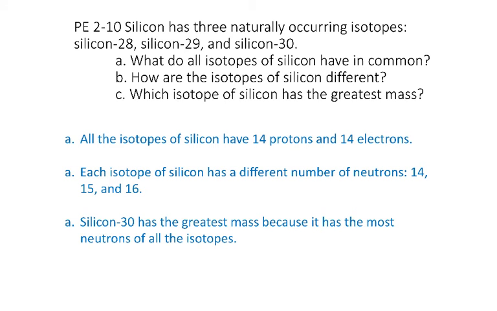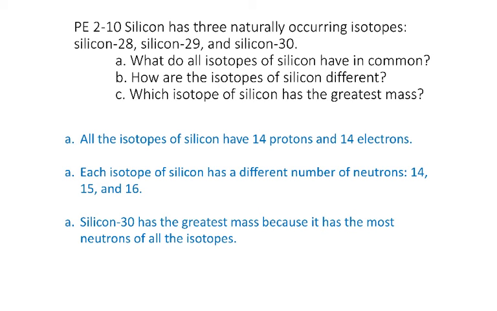Here is a question and the answers. Silicon has 3 naturally occurring isotopes: silicon 28, silicon 29, and silicon 30. What do all isotopes of silicon have in common? Well, they're all silicon, right? So they all must have the same number of protons, which is 14. And then they would also have the same number of electrons to make it neutral. So they also have 14 electrons.